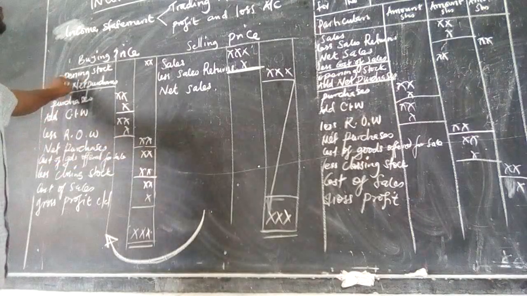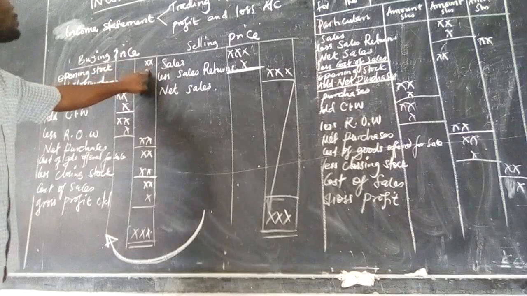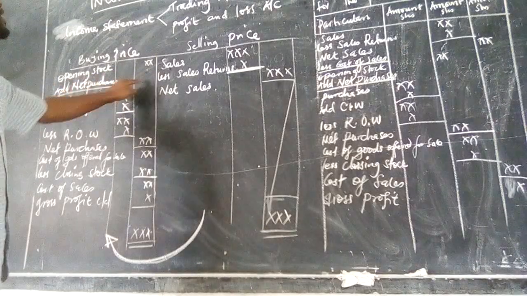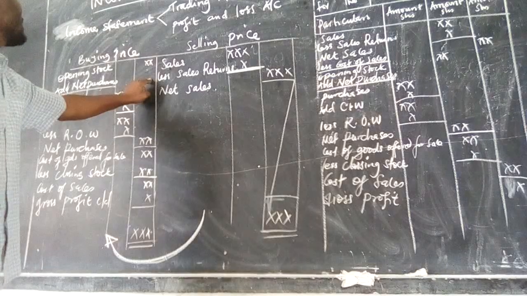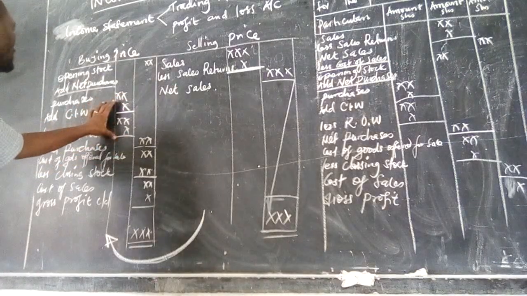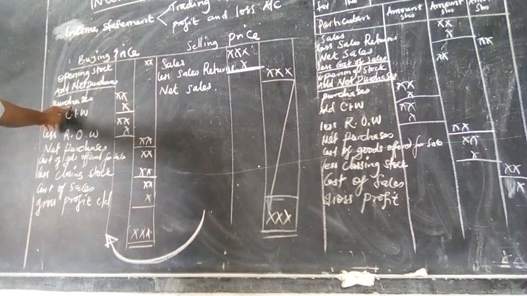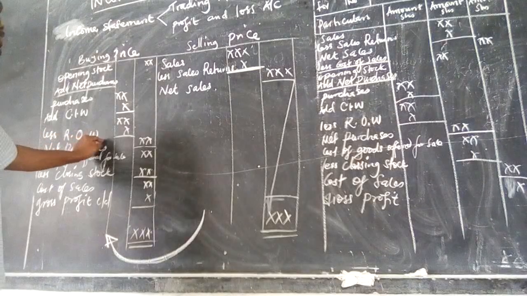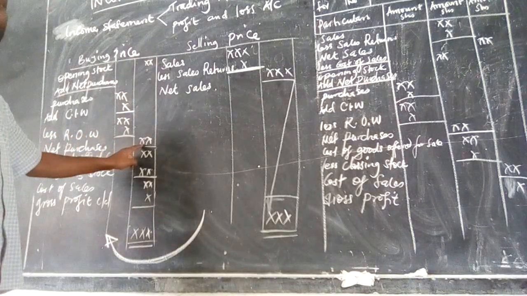Remember here I said opening stock, I put the value in the second column. Add net purchases. I didn't add it there directly because I did not have it. I had to first look for net purchases. How to get net purchases? Purchases, add carriage inwards, this is the value, less return outwards, then you get the net purchases.